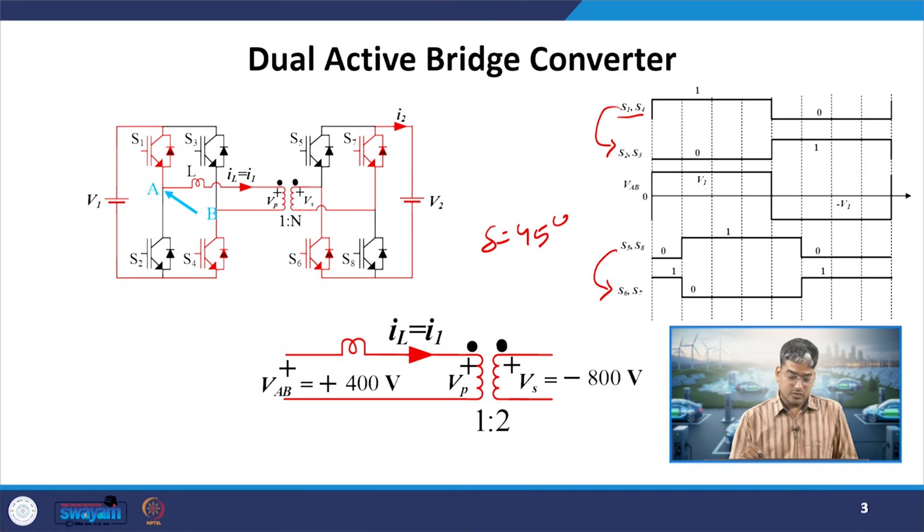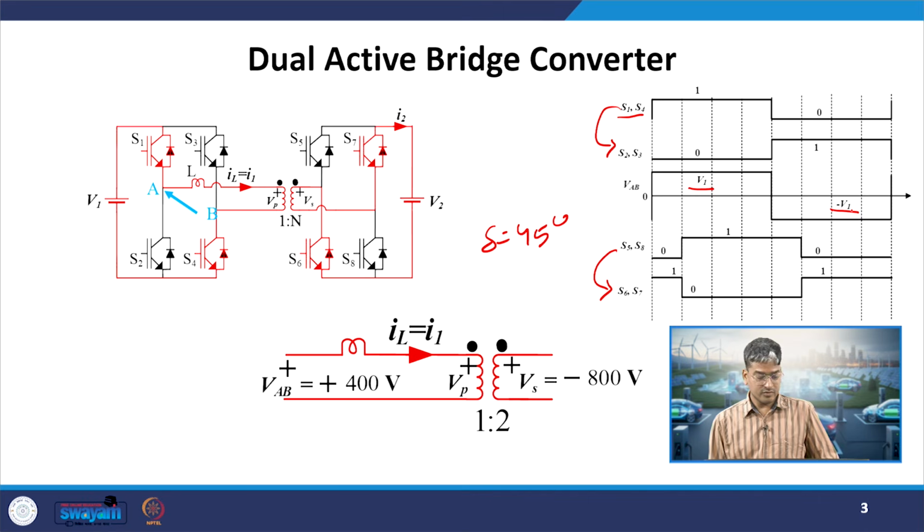So when S1 and S4 are on, we have seen that the input voltage will be applied in the positive sense, that is, VAB will become equal to plus V1. When S2 and S3 are on, it will become equal to minus V1. Then we were successfully able to eliminate the primary side bridge. Then on the secondary side, whenever S5 and S8 are on, V2 will be applied as plus V2 at the secondary side of the transformer, or the potential between these 2 points, Vs, will be equal to plus V2 when S5 and S8 are on, and when S6 and S7 are on, it will be equal to minus V2.